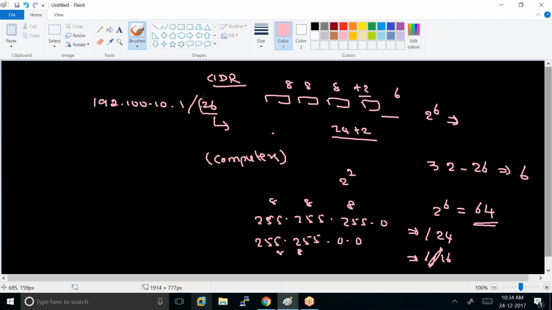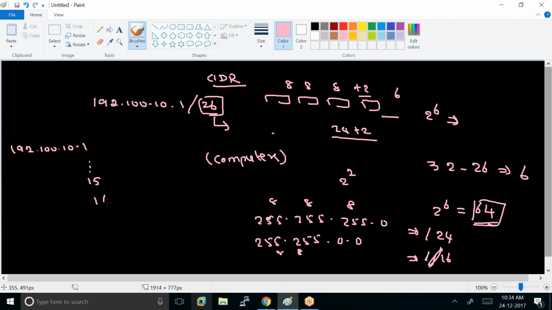So let me take this slash 26 instance. So here how many computers are possible? 2 power 6, that is 32 minus 26, which is equal to 6. 2 power 6, 64 computers, that is possible. So I want to have 3 networks. The first network, 192.100.10.1. So how many? I want 10 computers or I want 15 computers, so up to 15.